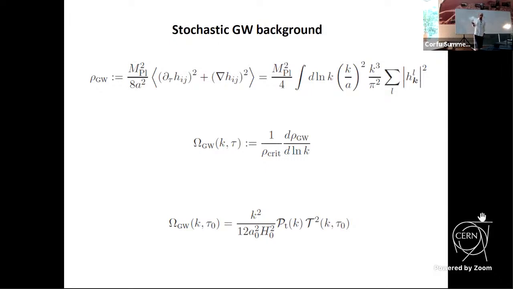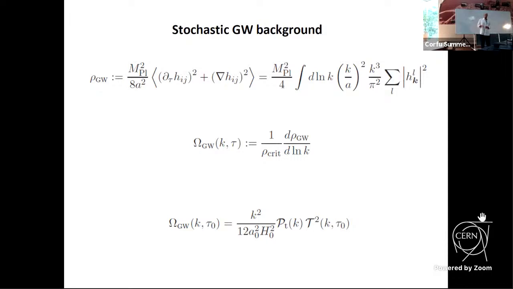Critical density, by the way, is just a number, but you can get it from the Friedmann equations. It's given by basically the Newton constant and the Hubble constant.